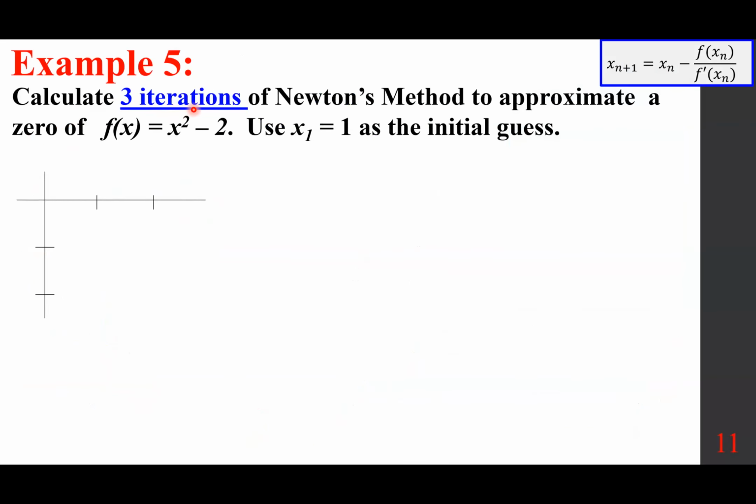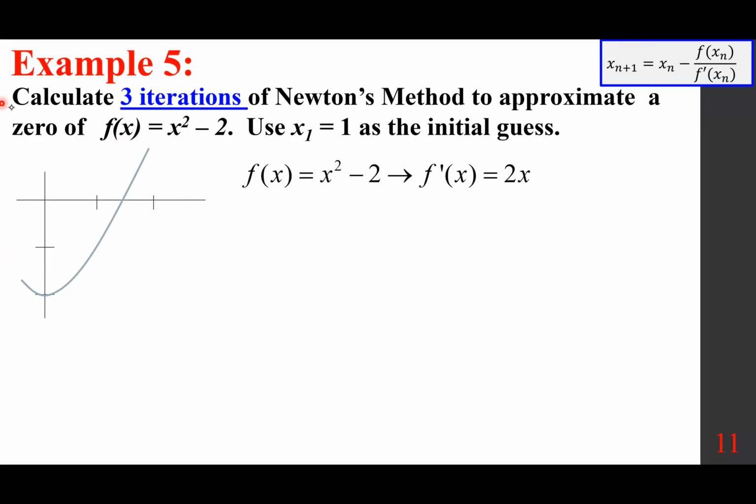Calculate 3 iterations of Newton's method to approximate a 0 for this function f of x equals x squared minus 2. They are giving us x sub 1. They don't have to, but when they give us, it becomes easier to get that started. So let's do that. So f of x is x squared minus 2, and f prime is 2x. The concept is this. You have this function y equals x squared, bring it down by 2, becomes y equals x squared minus 2. It shows a part of that.